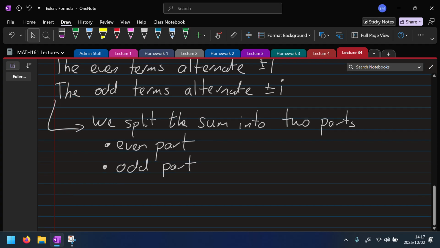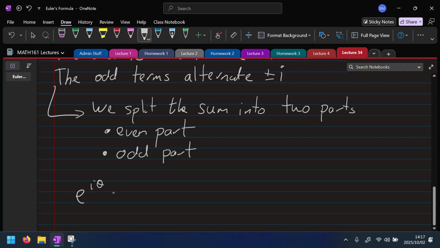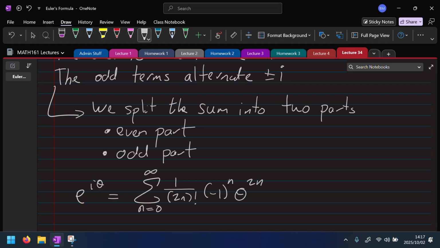Okay, so let's do that. Again, we have e to the r theta is equal to the sum. Now we're going to list out all of the even ones. So that will be the sum, n goes from 0 to infinity, 1 over 2n factorial, because it must be even. Now remember, this even one alternates plus 1, minus 1, plus 1, minus 1. So we need a minus 1 to the n. So we get plus 1, minus 1, and so on. Then we have theta to the 2n. Again, must be even.